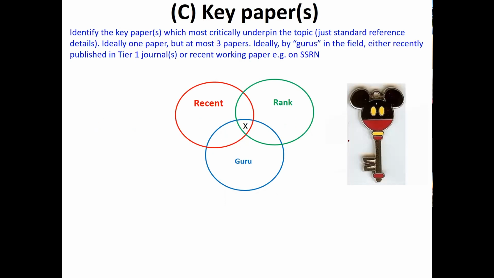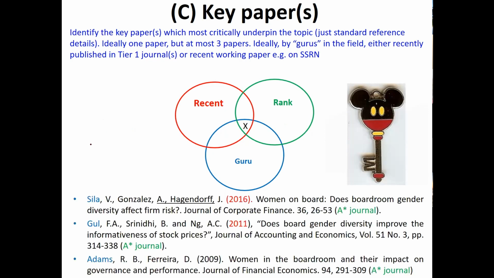Then the key papers: they should be recent, by the gurus, and published in top tier journals. So these are the 3 recent papers that I picked after reading a lot of research papers. So you see, I prepared this pitch in 2016, and the pitch paper was published in 2017. So based on that time period, when I was preparing the pitch, 2016 is recent, 3 to 5 years. 2011 is recent, 3 to 5 years.